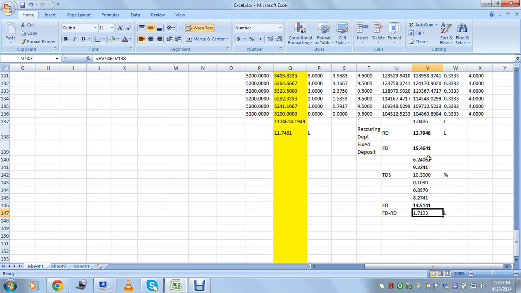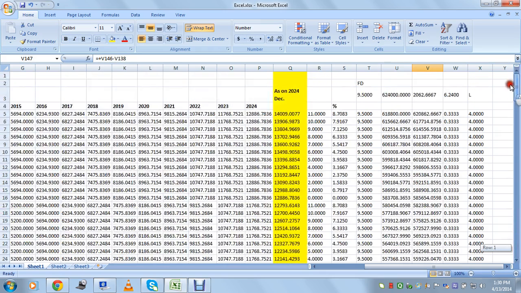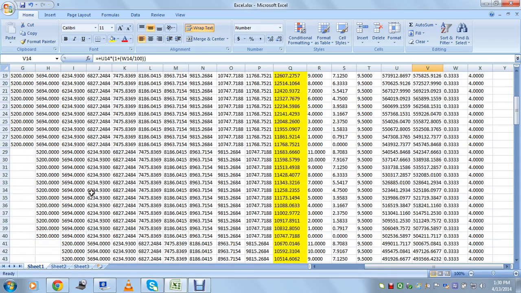So for every 10 years, for every 6.24 lakhs, the FD gains 1.7 lakhs over an RD if the interest rate is 9.5%, even though the TDS is as high as 10.3%. So FD always has the upper hand. Even if at one point you have a fixed deposit in a bank, you should never convert it into an RD, never break an FD. Never think that you'll break it up, maintain a savings running interest, and do an RD of 5200 or 5000 rupees a month.